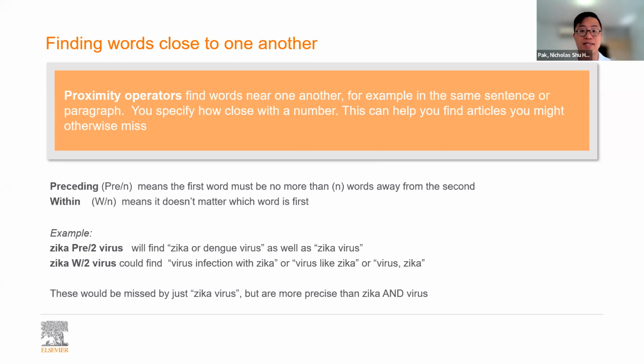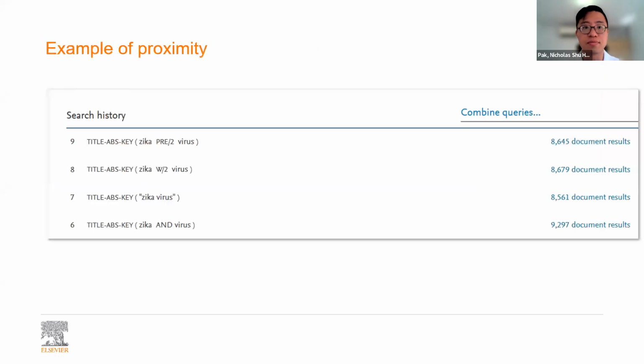But this is much more precise than Zika AND virus itself because it will just be all the words that you're looking for too. So looking at the search terms, if you look at, say, Zika PRE/2 virus, you get about 8,645. If you look for, say, "Zika virus" in phrases, you get 8,561. If you just use Zika AND virus, you get about 9,297. So be very careful on how you actually want to do the proximity search and how you want to structure it.